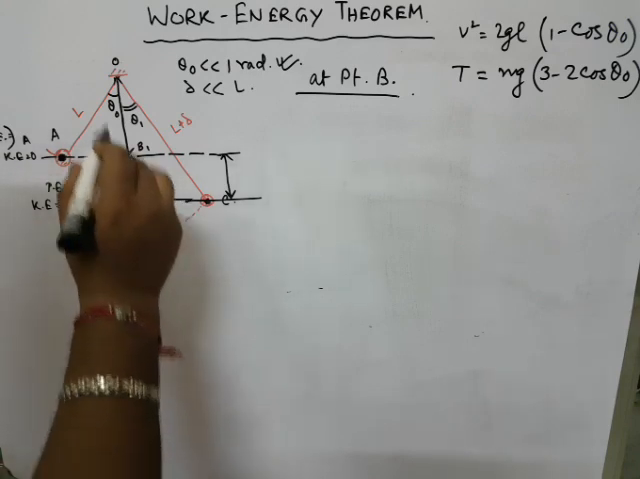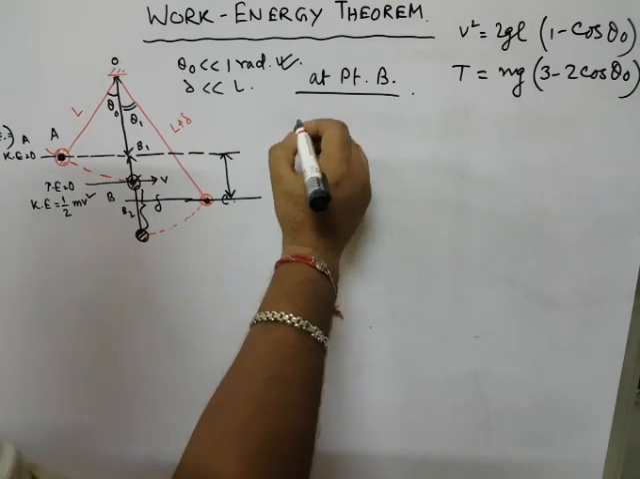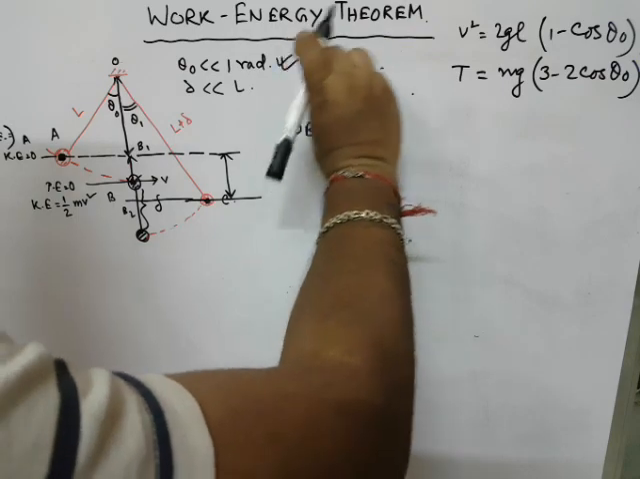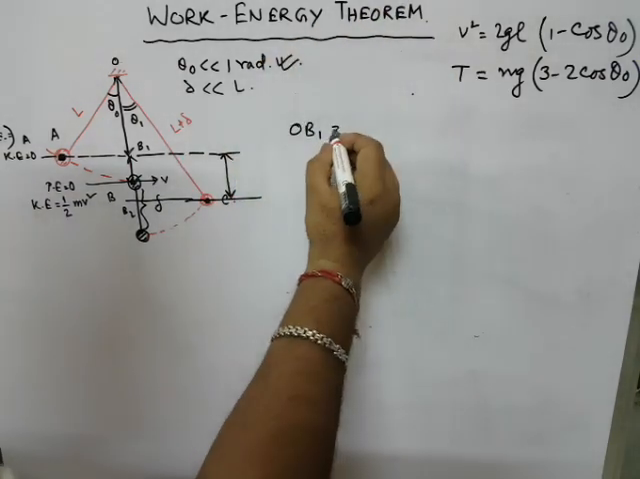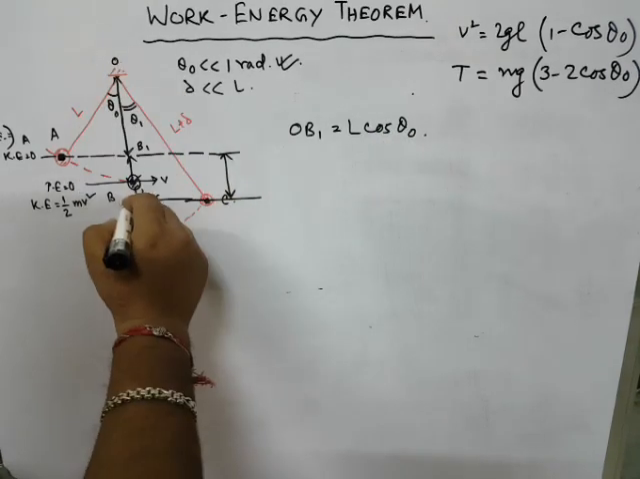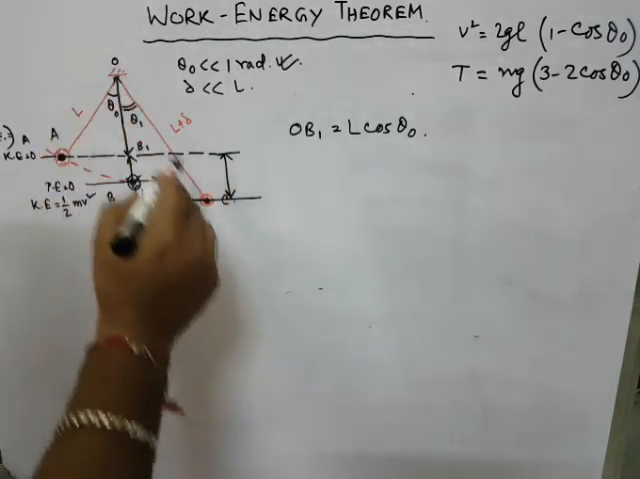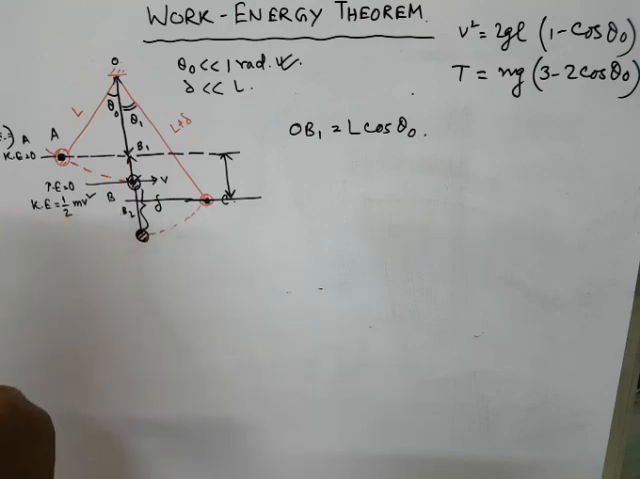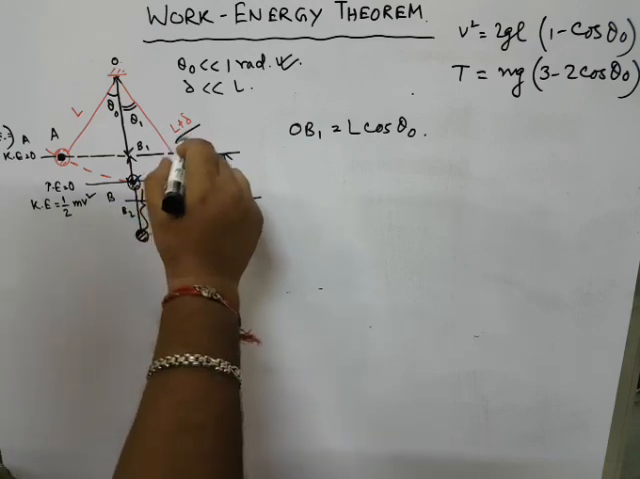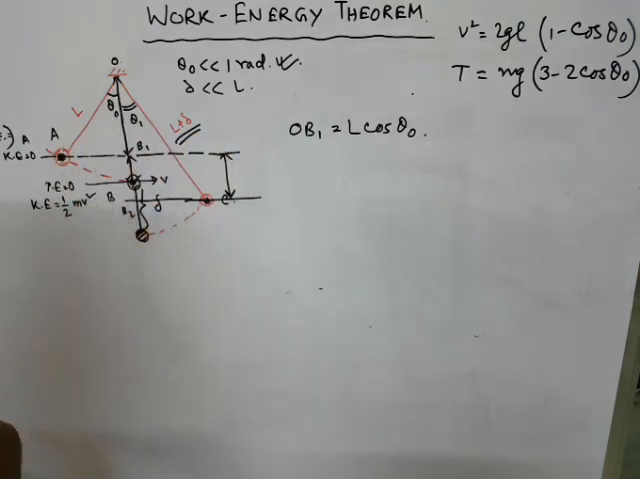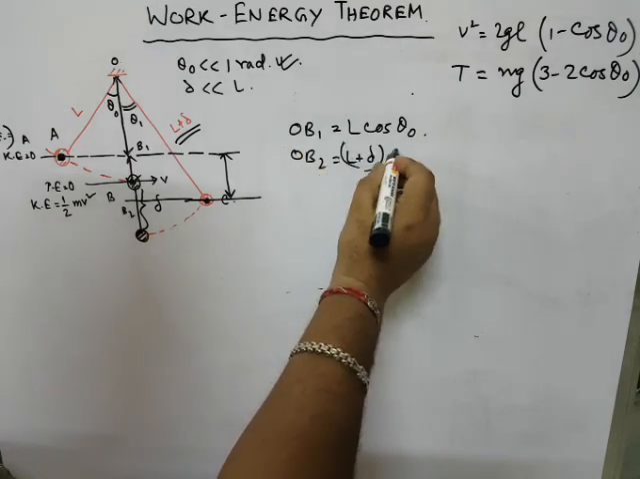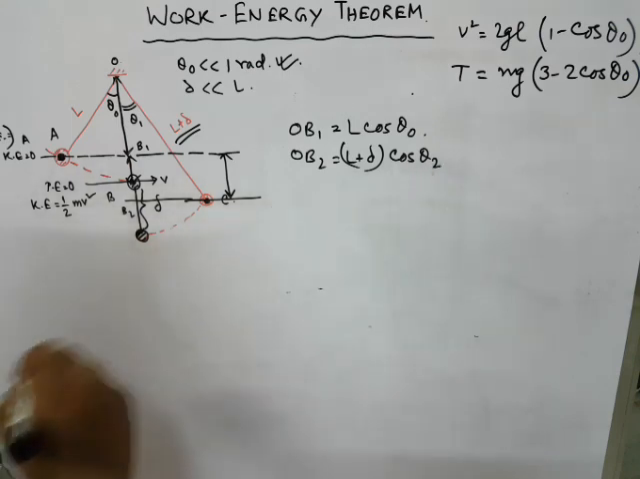Let's just name it B2. So what is OB2? OB1 is, you can see, not at point B. OB1 we have already got, it is L cos theta 0. So what is OB2? You can see OCB2 is also a right angle triangle, and OC is the hypotenuse there. What is OC? L plus delta. So OB2 will be equal to (L plus delta) cos theta 2.